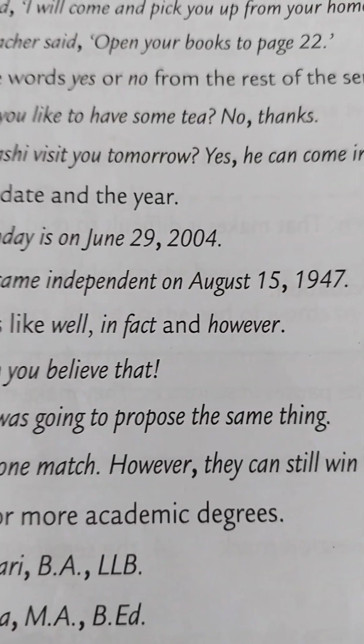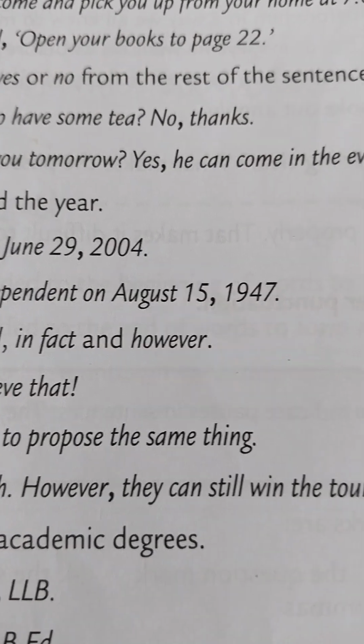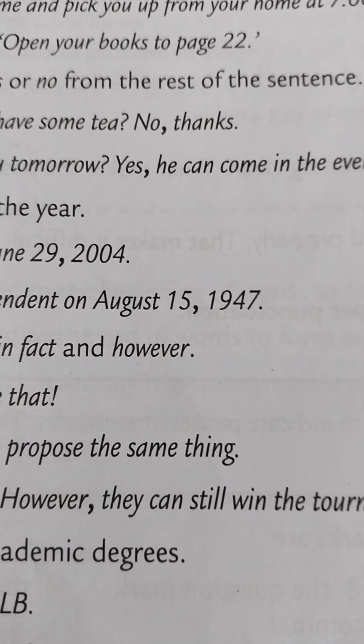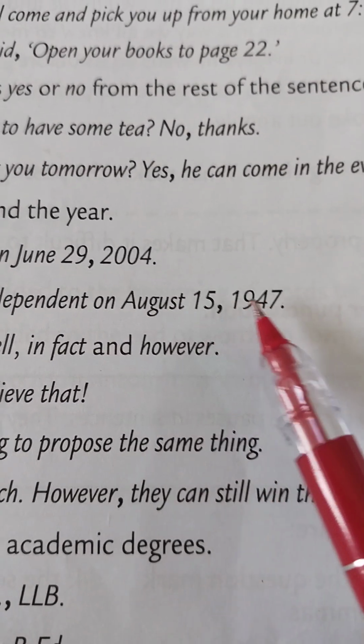India became independent on August 15, 1947. Here also we have separated the date from the year with the help of comma.